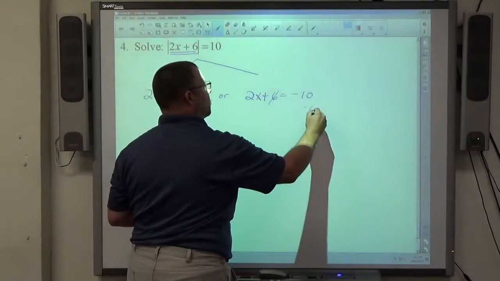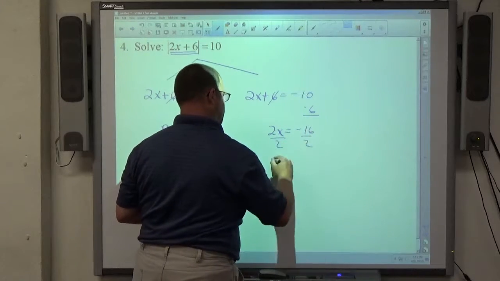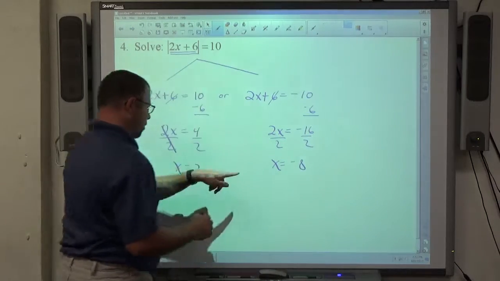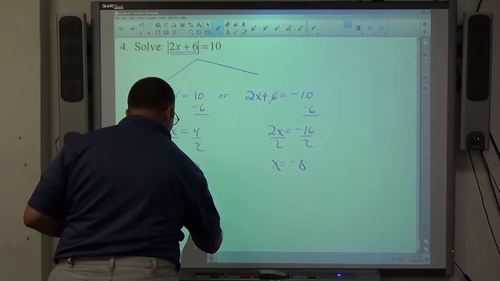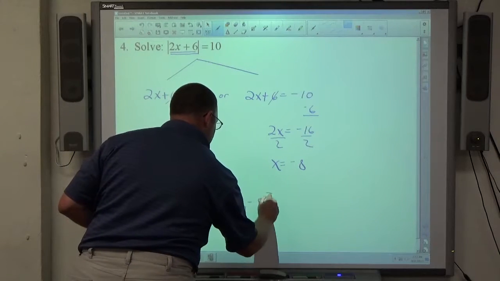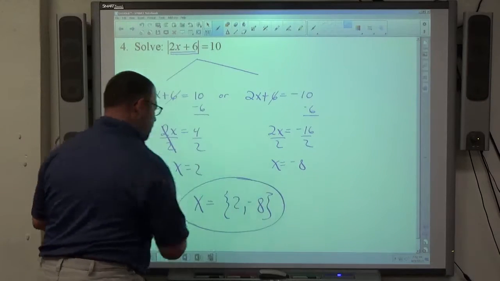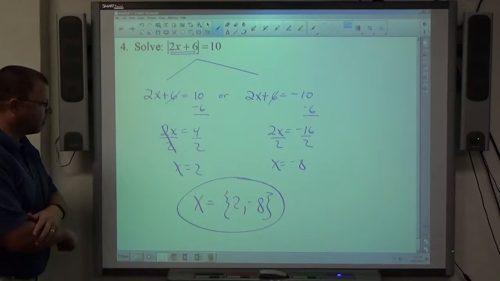Move the 6 over first, divide by 2. And both of those answers, 2 and -8, would make the original equation true. So both answers are valid. You could use brackets or set braces like this to identify a set of answers.